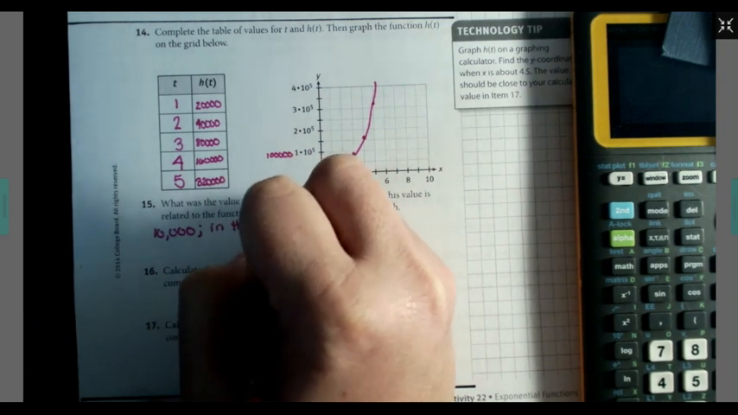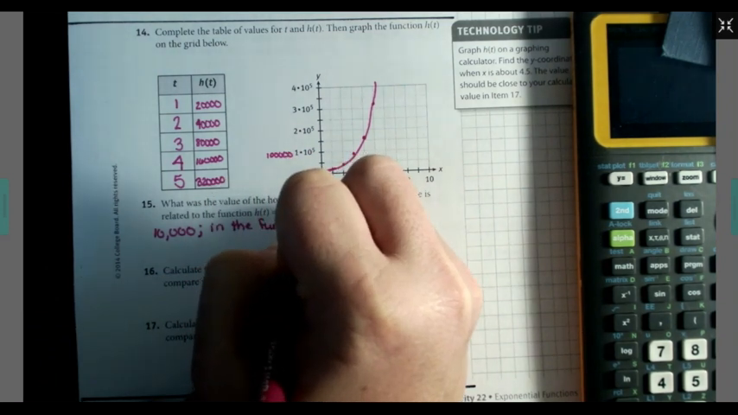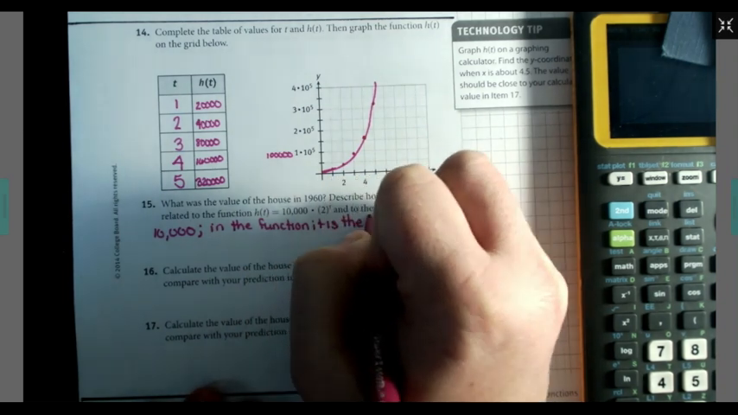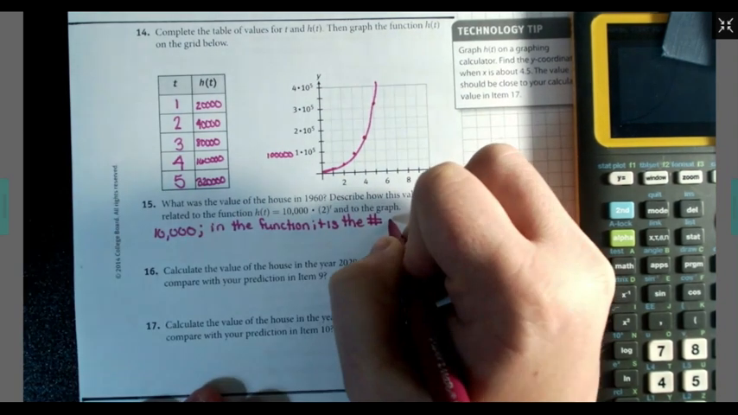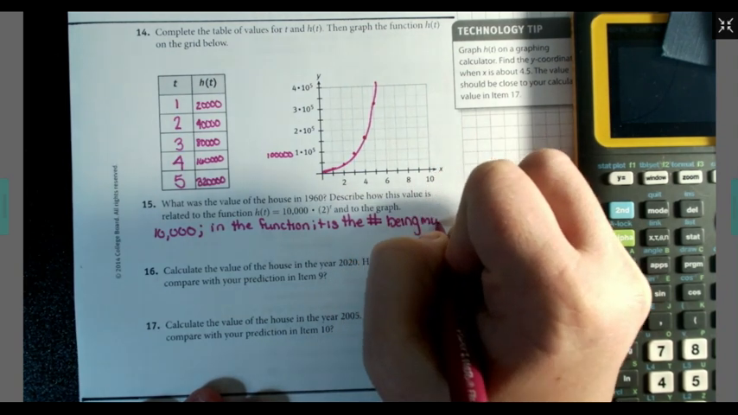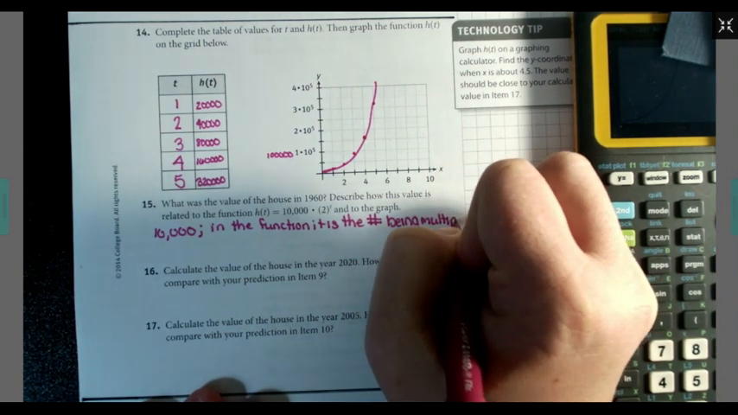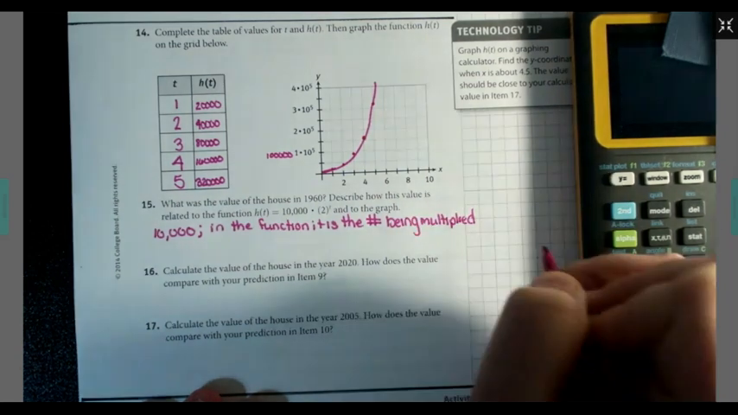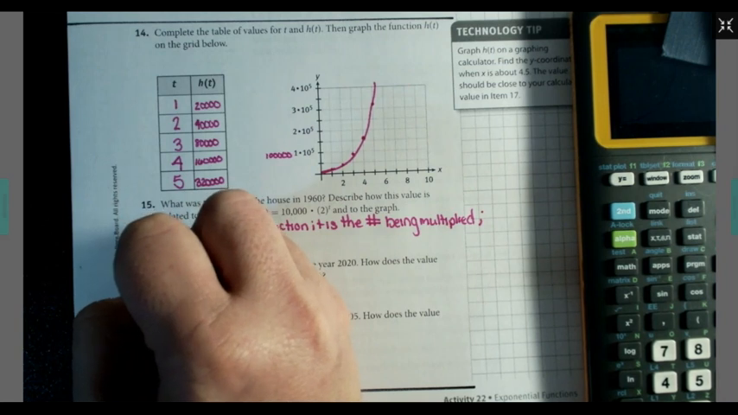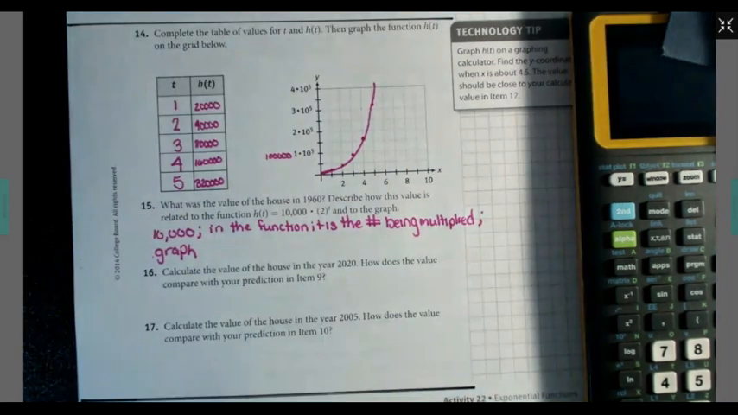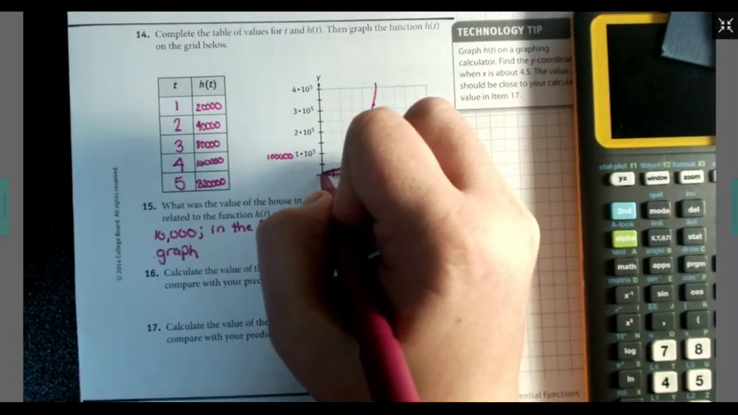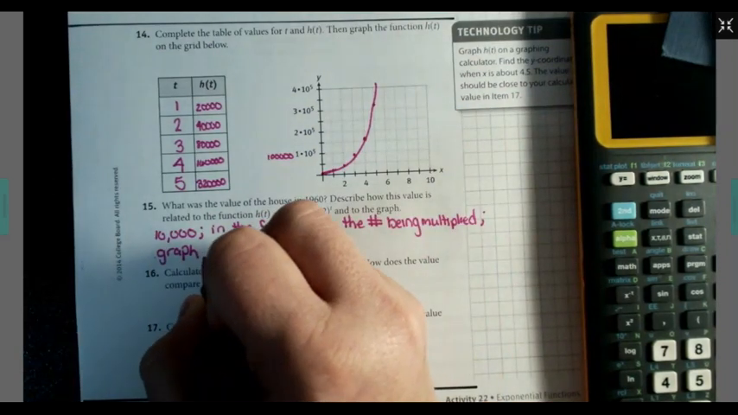In the function, it is the number being multiplied. How is it represented in the graph? That would be this point right here, my y-intercept.